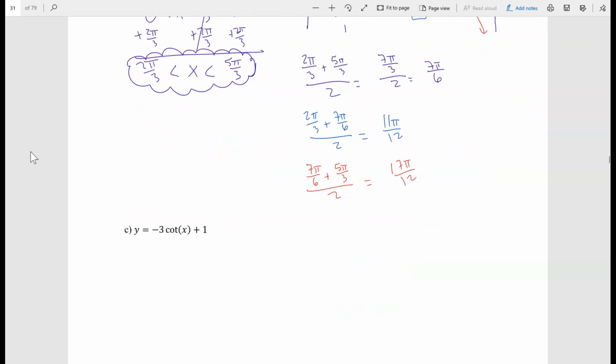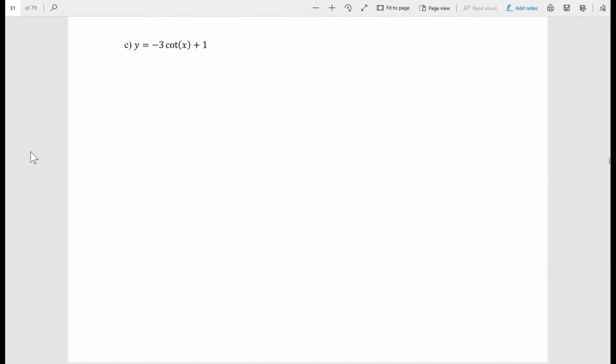All right, so now let's do the last problem, which we have y equals -3 cotangent x plus 1. So here, we don't have anything going on in the inside, so we don't have to worry about that. We just have a multiplication of 3, a flipping of a negative, and then an addition of 1. So let's start off by writing the cotangent curve. So cotangent of x.